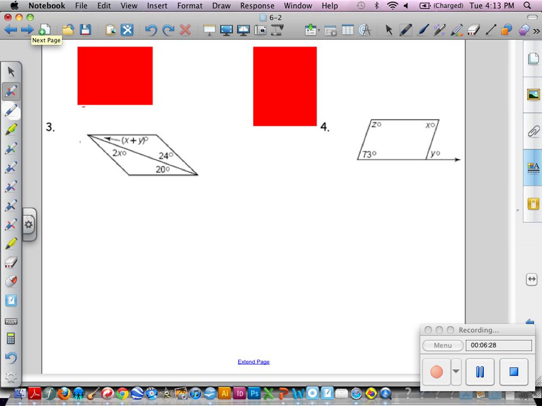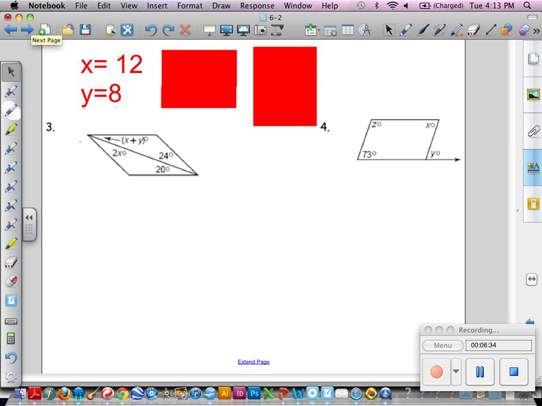All right, try number 3 on your own, and then I'll reveal the answers. Welcome back. X is 12 and y is 8. If you have the answer right, fast forward through to the next problem. You have parallel lines here, and they're cut by a transversal. Those two are alternate interior angles, and they're equal. 2x equals 24. X equals 12.